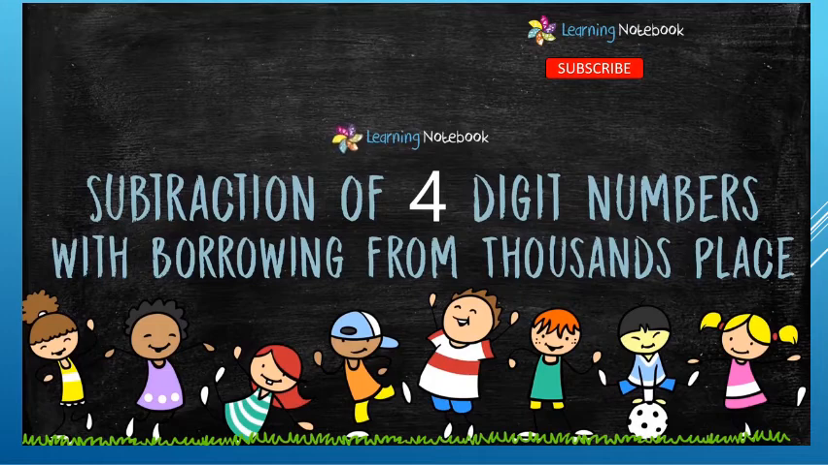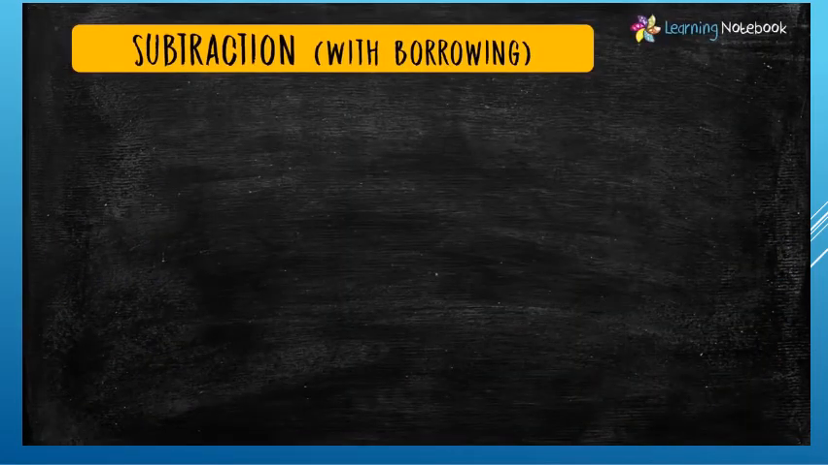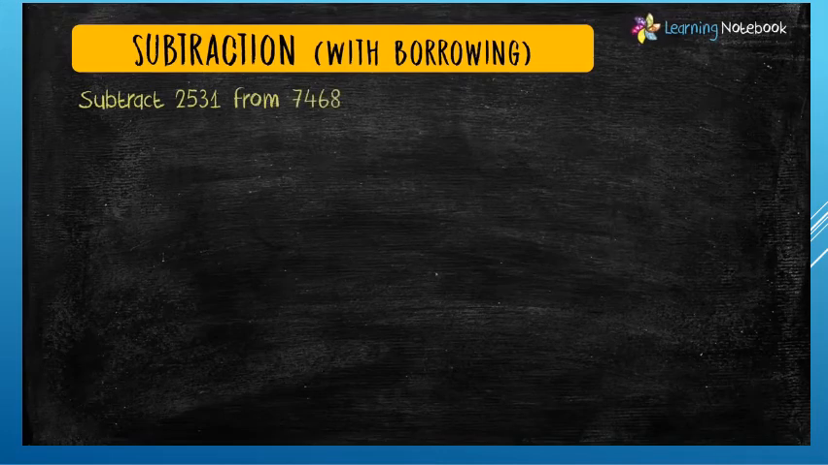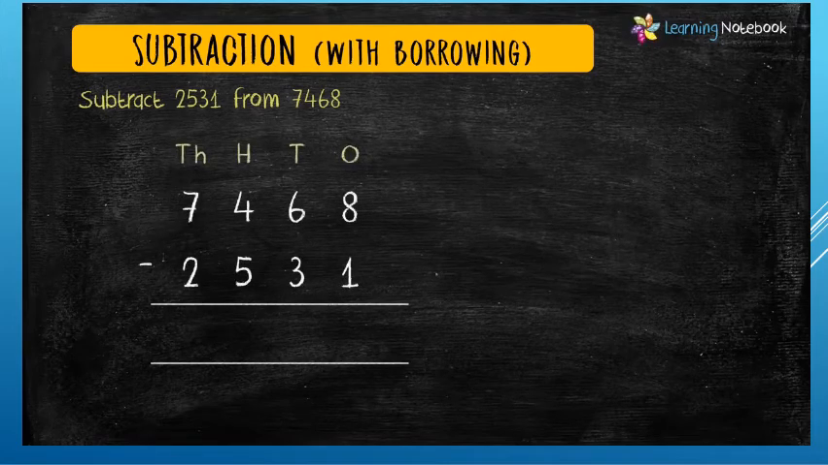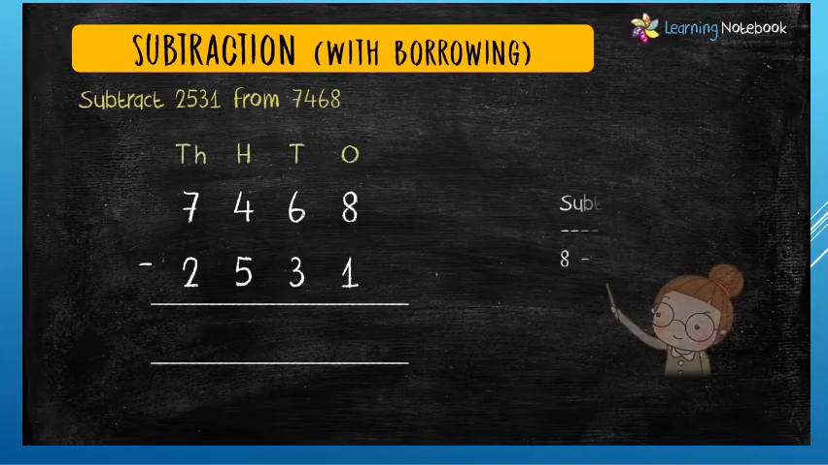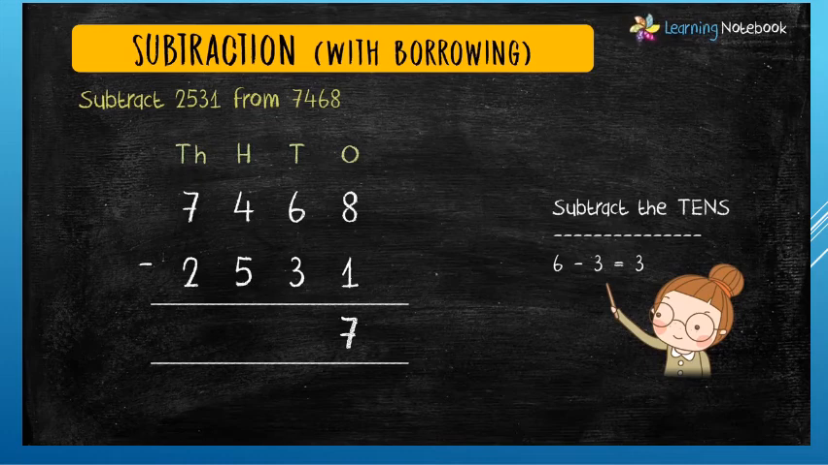Now let's understand subtraction of 4-digit numbers with borrowing from thousands place. Question is, subtract 2531 from 7468. To subtract these 4-digit numbers, let's write them in columns. Now, subtract the digits at ones place. 8 minus 1 equals 7. Now, subtract the digits at tens place. 6 minus 3 equals 3.